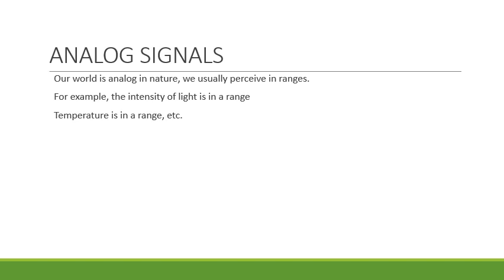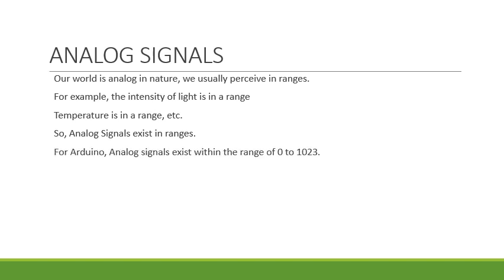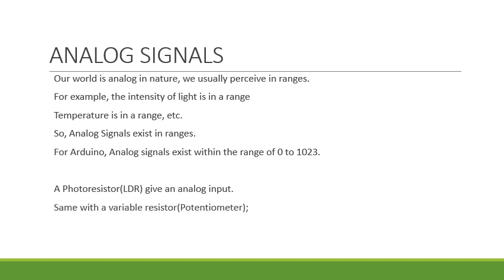Temperature is also an example of a signal that is in a range. So analog signals really exist in ranges. For Arduino, analog signals will display in a range between 0 and 1023. A photoresistor or an LDR gives out analog input. Same with a variable resistor or a potentiometer.